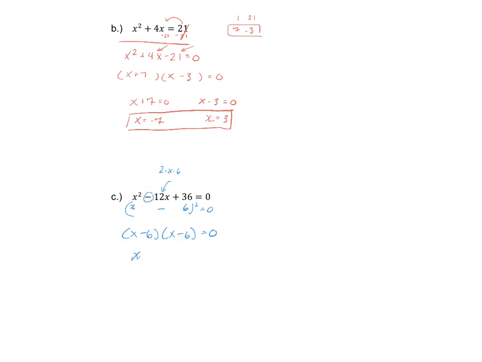Set each one equal to 0 and solve. So add 6 to both sides, and it's the same equation. So really I just have one solution, that x is 6.